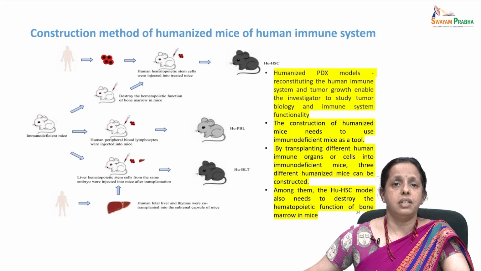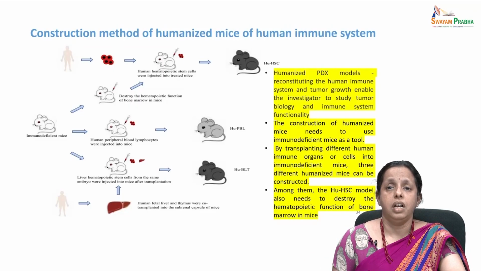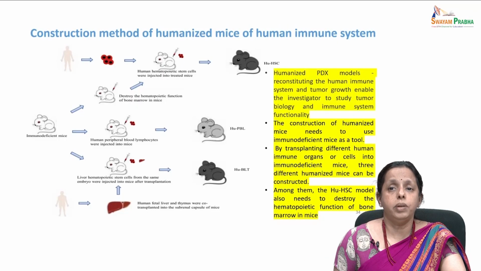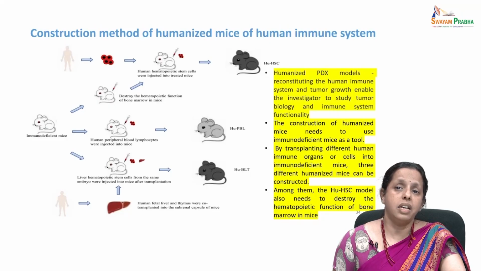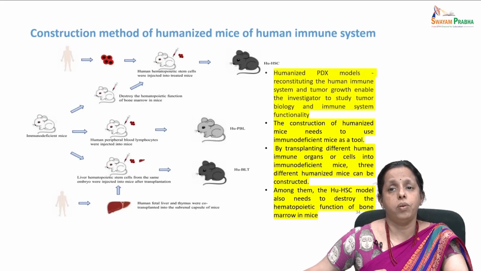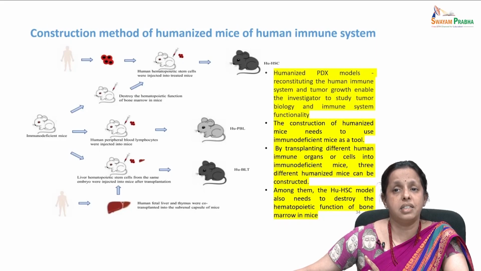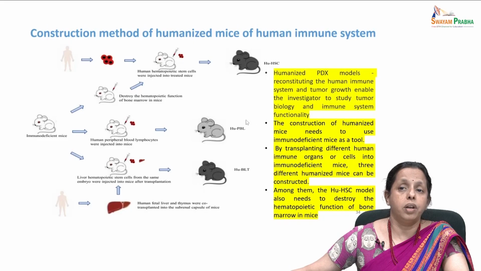So, at present, a variety of human tumor cell lines have been successfully established in humanized mice, such as lymphomas, gliomas, breast cancer and prostate cancer. According to the method of human immune system reconstruction, the humanized mouse models of the immune system are divided into three categories. We have the HuBLT, that is the human bone marrow, liver and thymus model, the HuHSC, the humanized hemopoietic stem cells, and the HuPBL, which is the humanized peripheral blood.